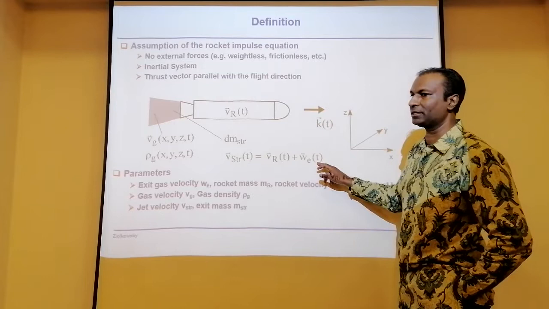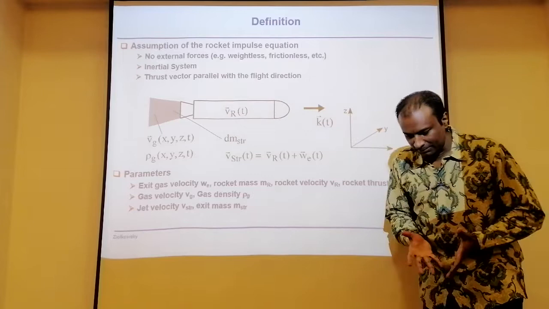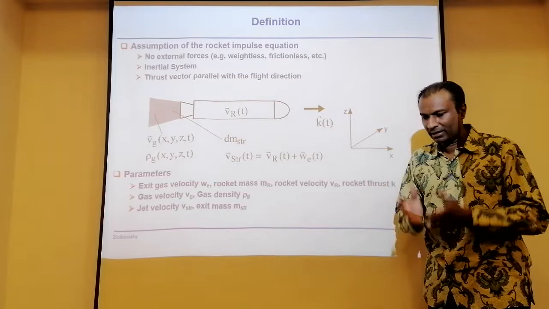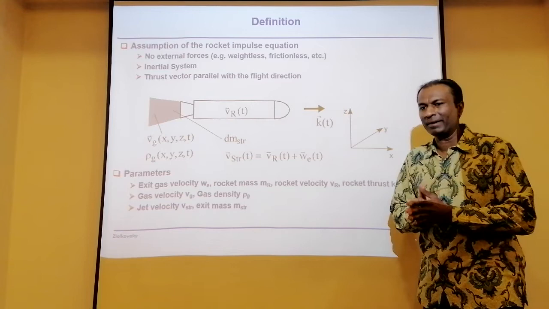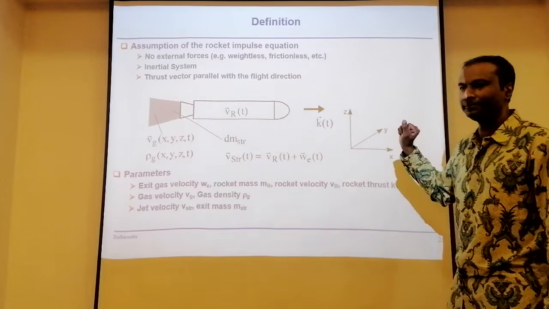So if you look at the design parameter, I'm very clear that I got to keep on increasing the exit velocity of the rocket engine in order for me to fly better, fly faster. That's what it means here. Period. Done. Right? Okay.